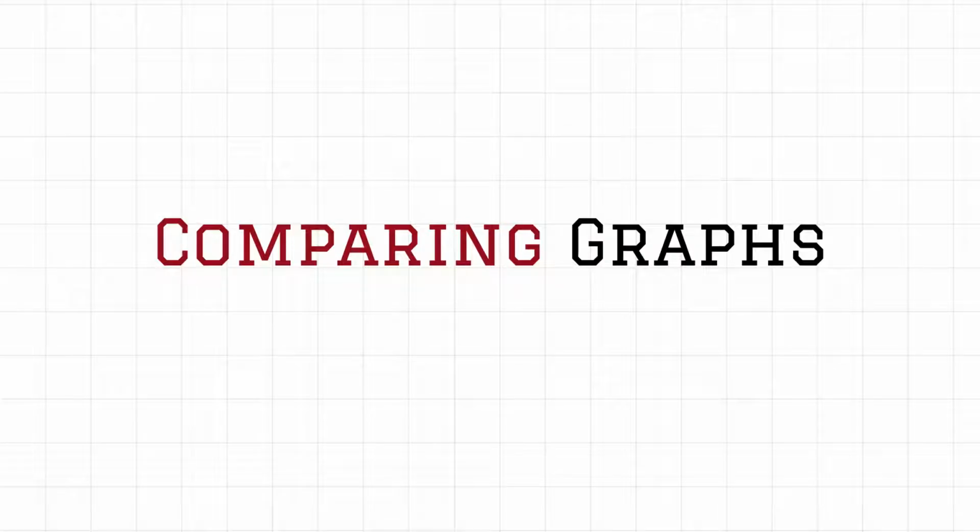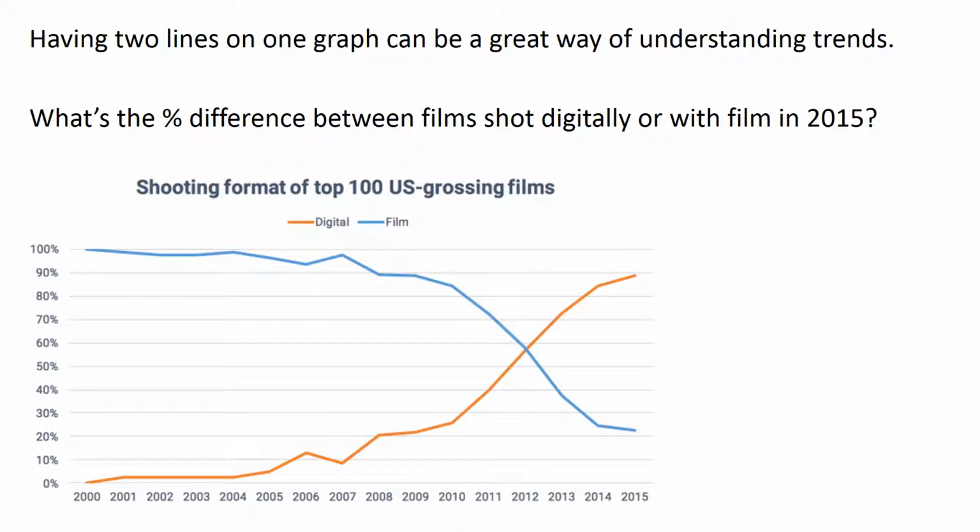Another skill we'll use in this unit is to compare two graphs that are graphed on the same grid. So having two lines on one graph is a great way for understanding trends. An example here would be, what's the percent difference between films that are shot digitally or films that are shot with film, classic film, in 2015?